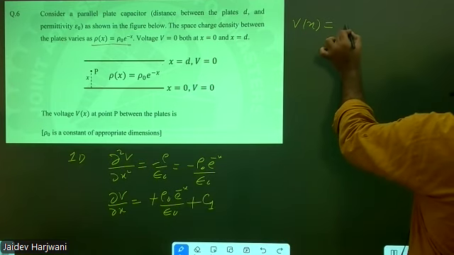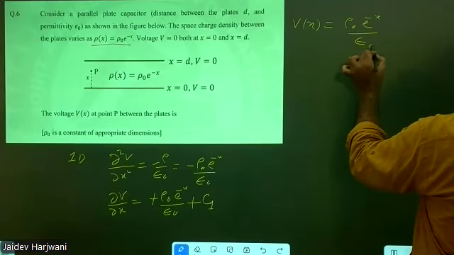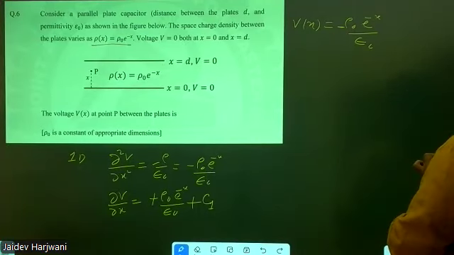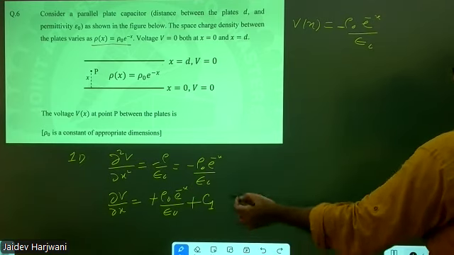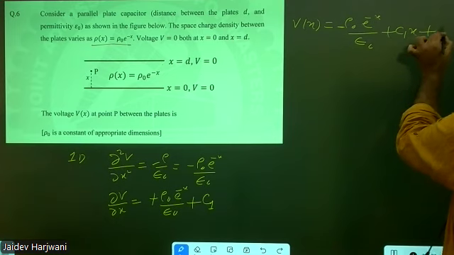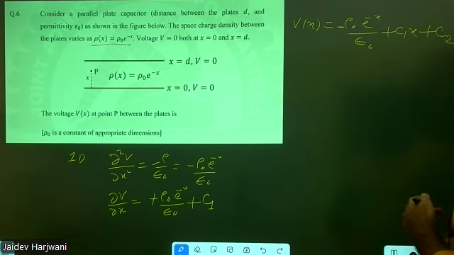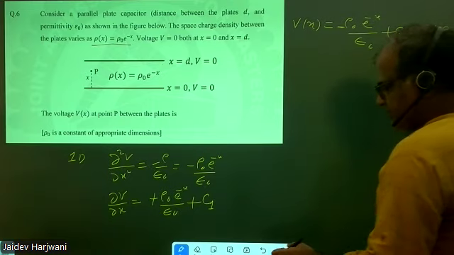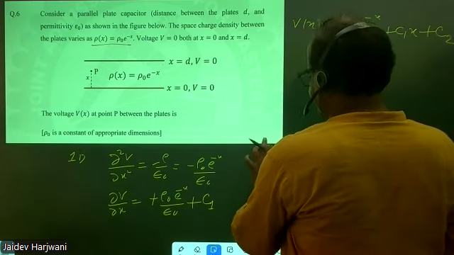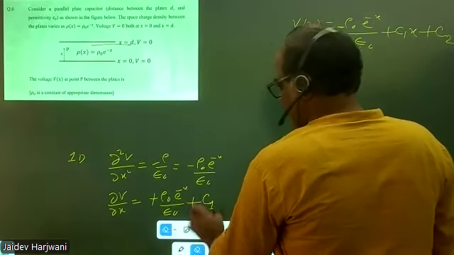rho naught e power minus x upon epsilon naught. This again becomes minus if I integrate one more time, and here you get C1 x. I'm putting one more constant, C2. So this is my V(x). Now you just need to solve the equation.